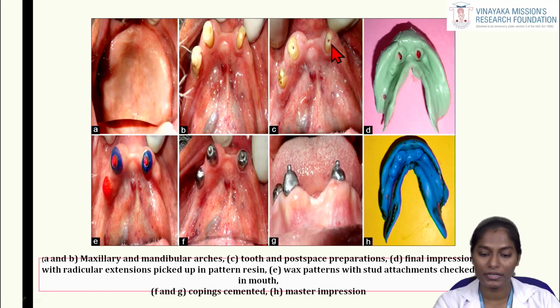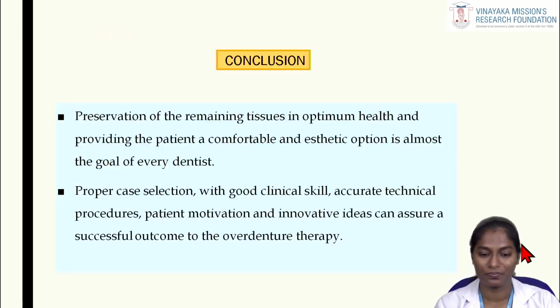So for the abutment teeth, including the post space, a stud attachment with the radicular extension is picked up in a patterned resin, and then the stud ball attachment is placed over your abutment teeth. So these are the final pictures of the stud attachments checked in the patient's mouth. The cementation is done, over which border molding is completed and then a secondary impression is made. After that, it follows the conventional procedure of jaw relation, your teeth arrangement, wax trial and then insertion.